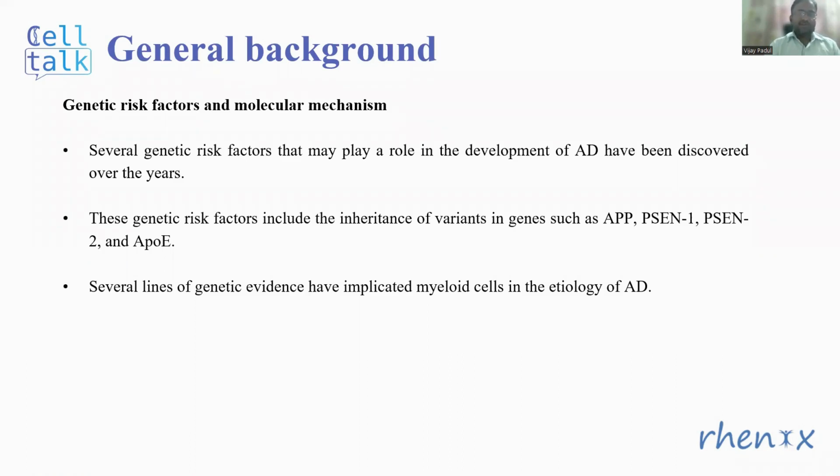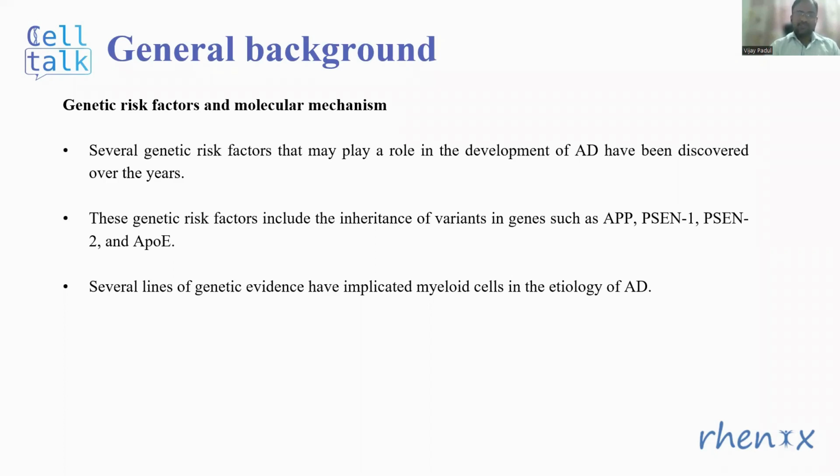And several lines of genetic evidence have implicated myeloid cells in the etiology of the Alzheimer's disease. So these exome sequencing studies have identified the genes APP, PSEN1, PSEN2, and ApoE to be inherited variants and having association with the Alzheimer's disease phenotype. And recently, there have been implications of the myeloid cells also.